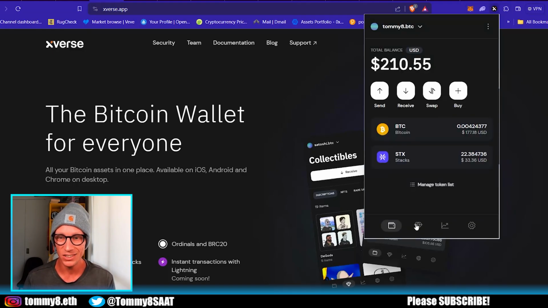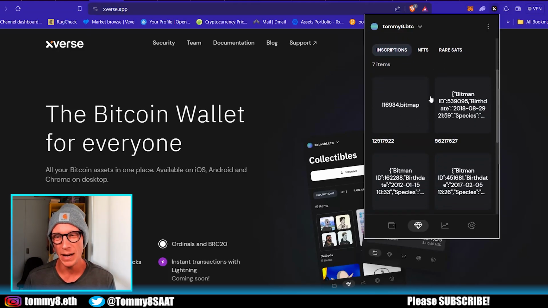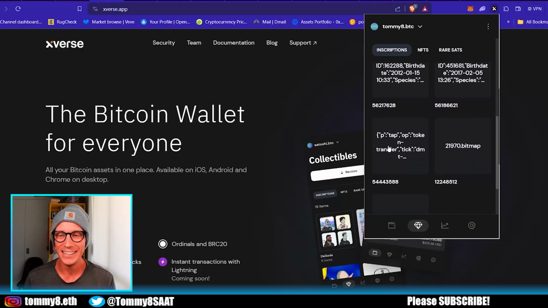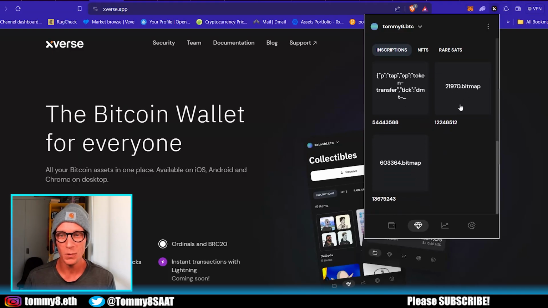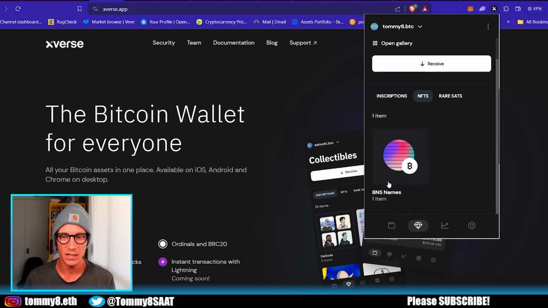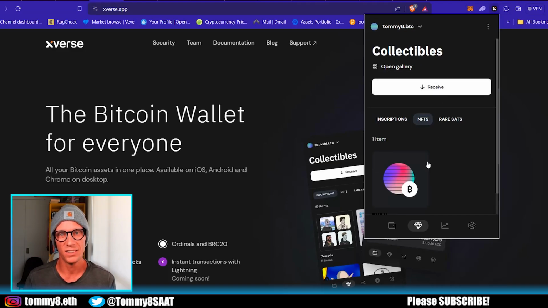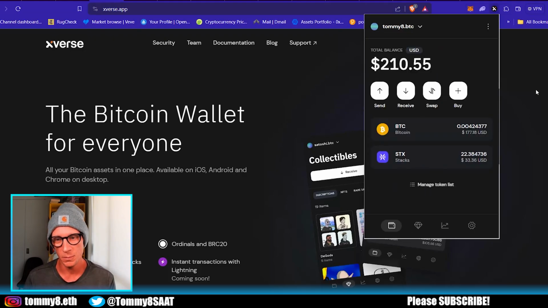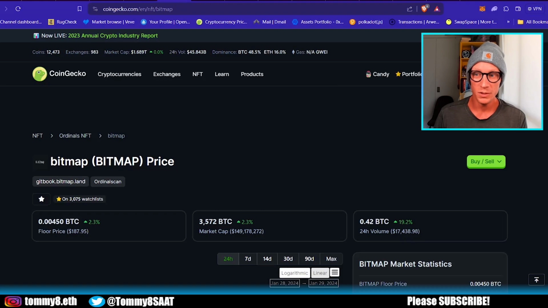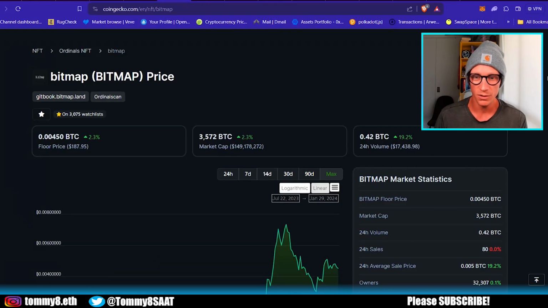But once you're in here, then you can come and look at your inscriptions. So these are the inscriptions that I have, 7. So I have a Bitmap, 3 Bitman, and an NAT token, and then 2 more Bitmaps. So I'm going to talk to you about these in more depth. And then I do have an NFT, which is my Tommy8.bitcoin domain name, which you can buy with stacks. I think you get, it's like 2 or 3 stacks and you get it for 5 years. So if you want to go and get that, that's that. And then there's my wallet, main wallet, with a little bit of Bitcoin and a little bit of stacks in it. Boom.